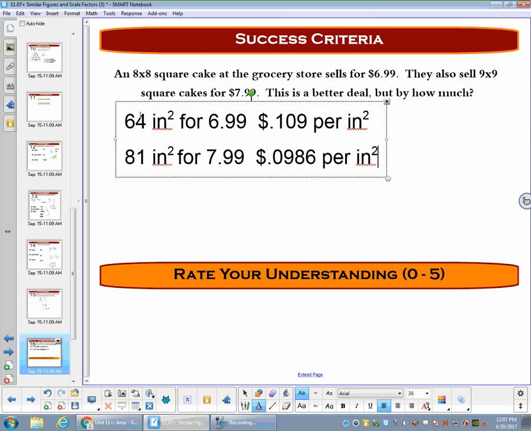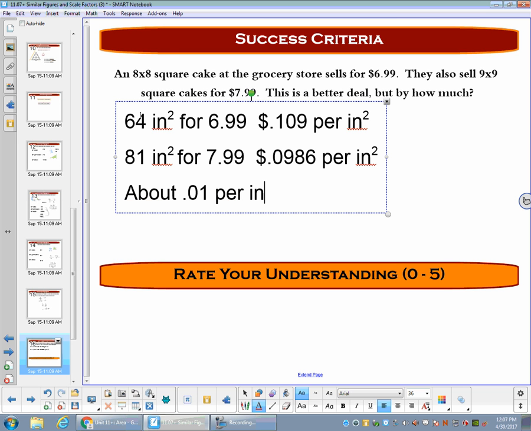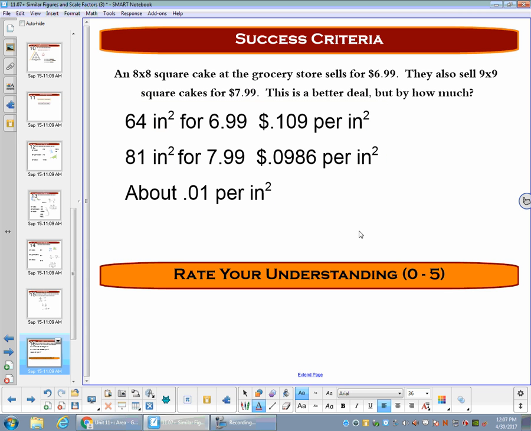So you can just say why. By how much? Oh, so you do 0.109 minus 0.0986. It's a better deal by about a cent. About 0.01 per square inch. So you'll be losing a penny per square inch. That's not too bad, but you can see that one is a better deal than the other.